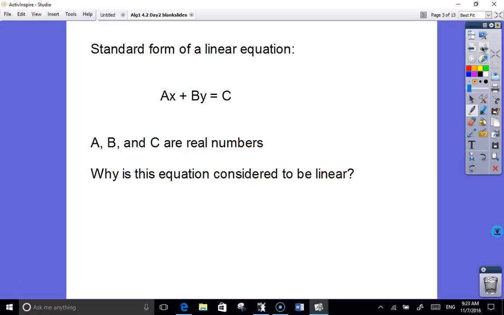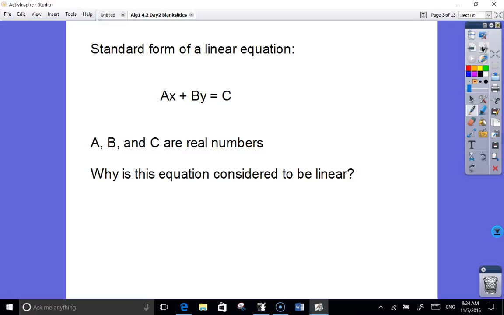Although you may have learned in the past slope-intercept form, y equals mx plus b, in this book so far, this is the first form of the equation of a line that we got to, and it's called standard form. Standard form is when the x and the y term are on the left, and there might be a constant on the right. It's always given by capital letters, ax plus by equals c, and the a, b, and c are real numbers.